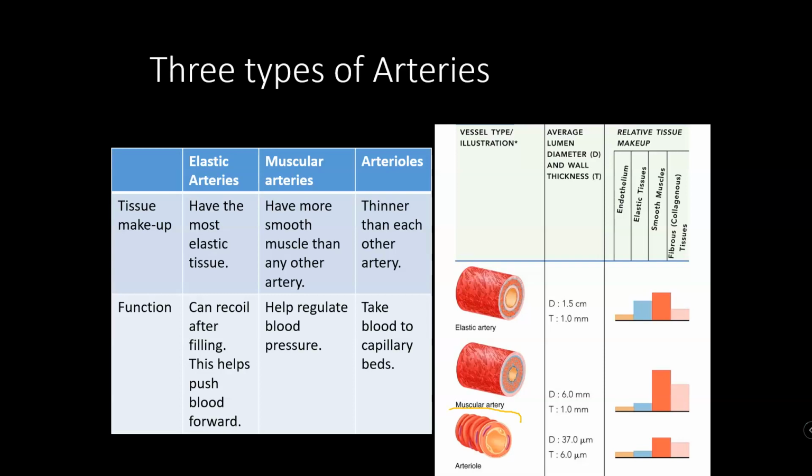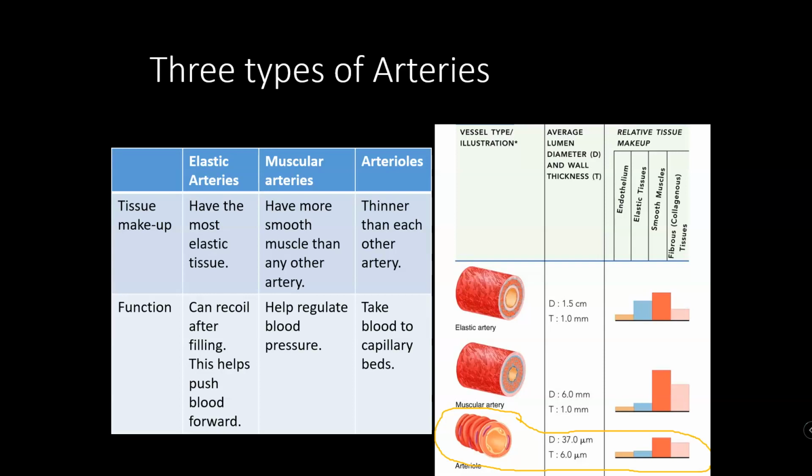So first off, arterioles are really small. The wall is relatively thin. They've got the least amount of tissue out of all of them. These are the ones that are leading us to the capillary beds. They do help regulate blood pressure, and in fact, the biggest drop in blood pressure happens in the arterioles. We'll talk about that again later on.